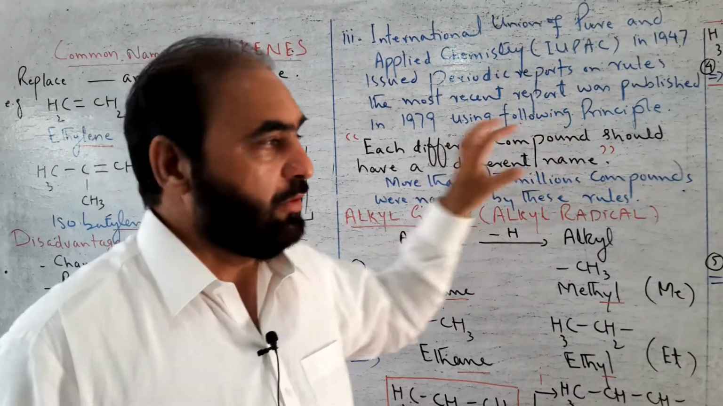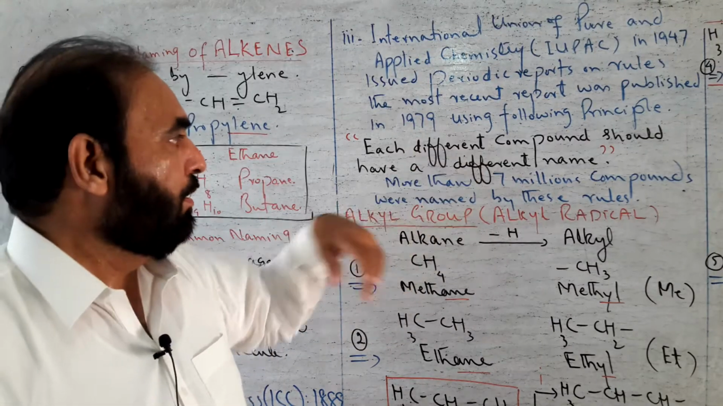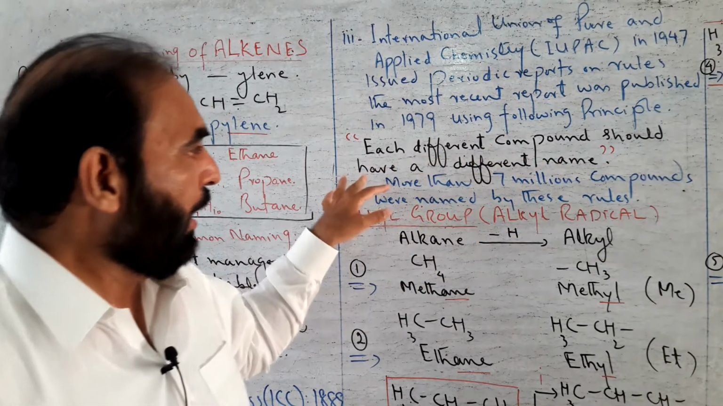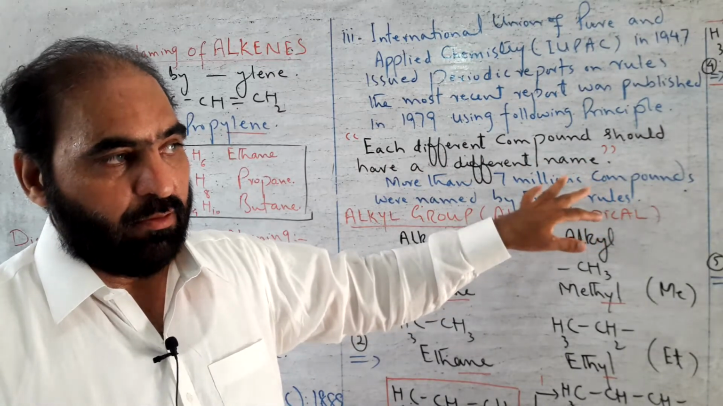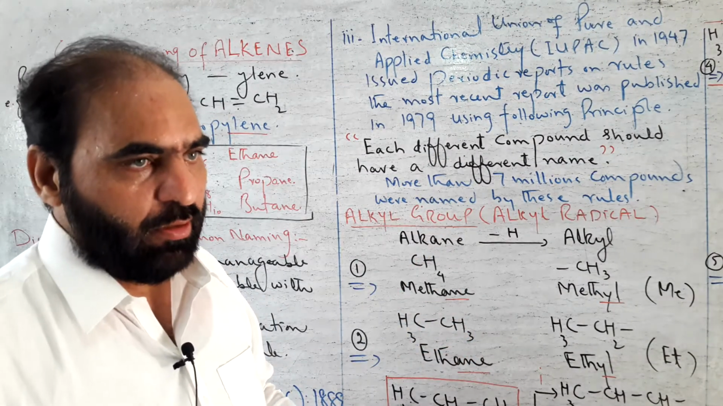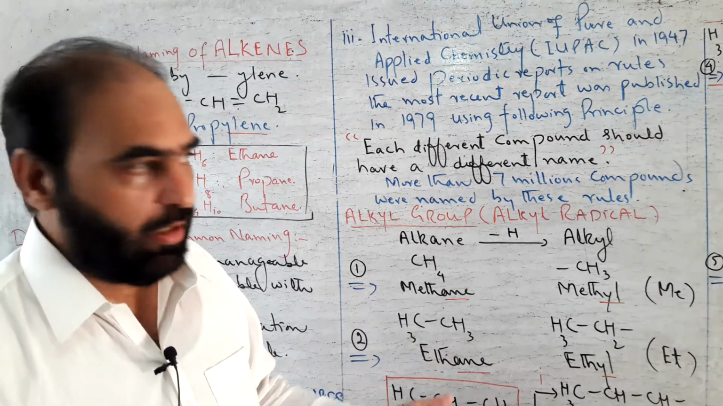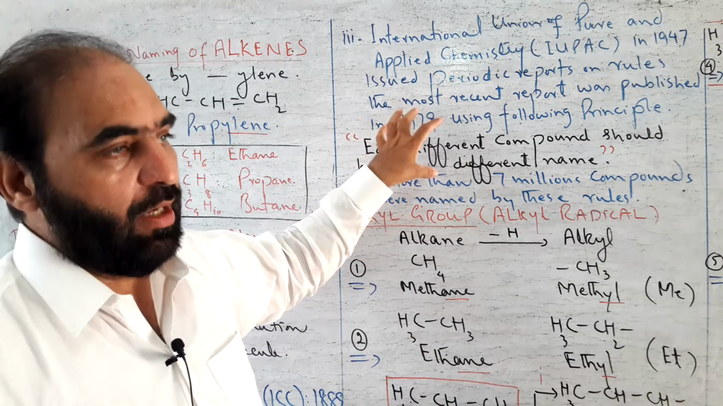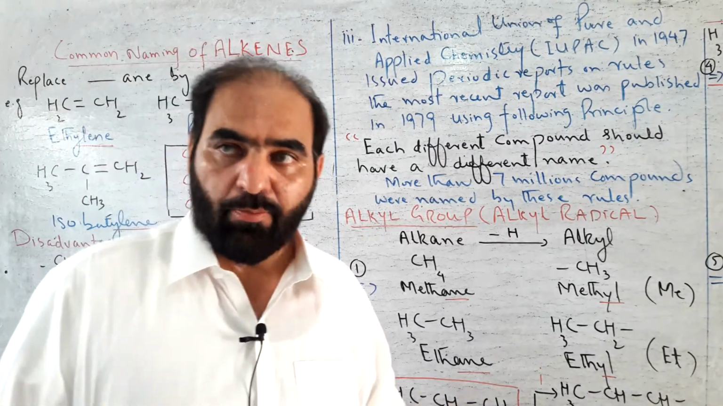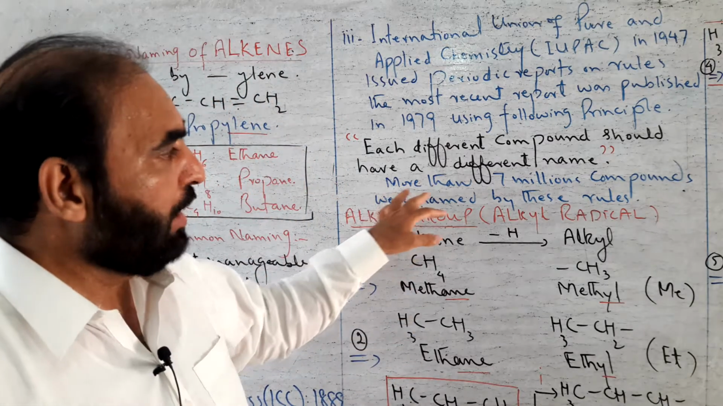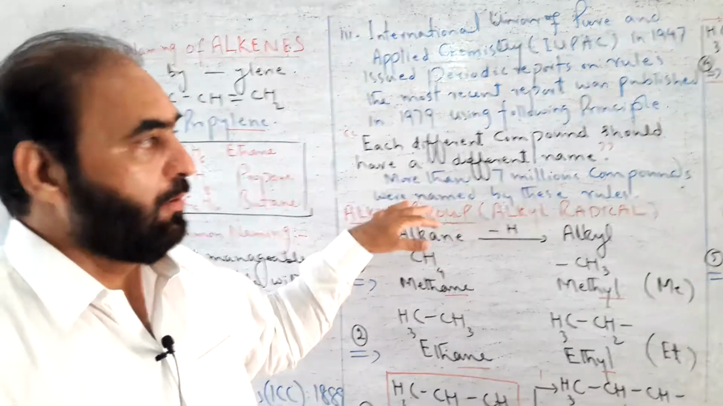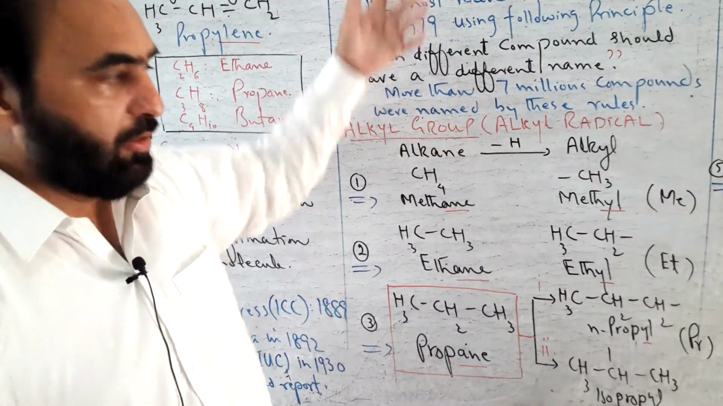By using this very important principle, each organic compound should have a different name from every other organic compound. This is the main principle of this committee, IUPAC, on which naming of all organic compounds was based. More than 7 million compounds have been named by using the rules given by this committee.